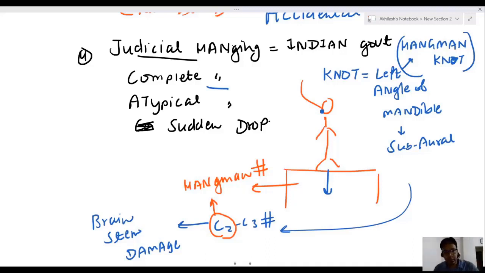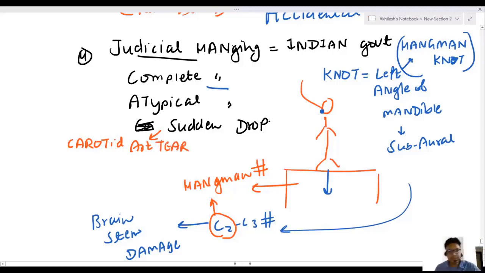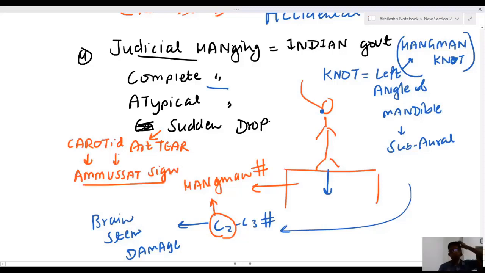Doctor, because of the sudden drop, carotid artery tear is very common. This is known as IMG sign. Carotid artery tear is very common. This is known as IMG sign.